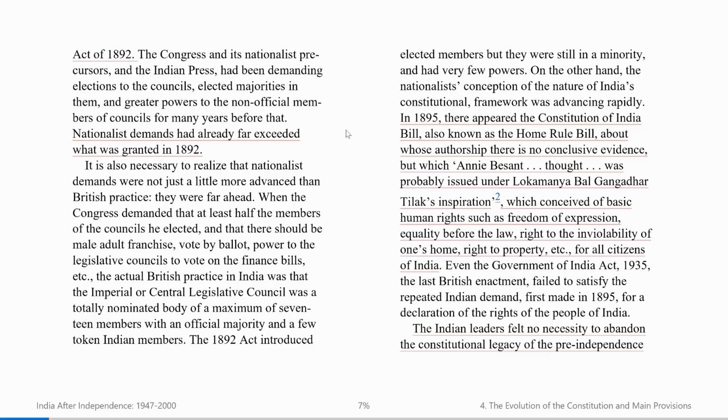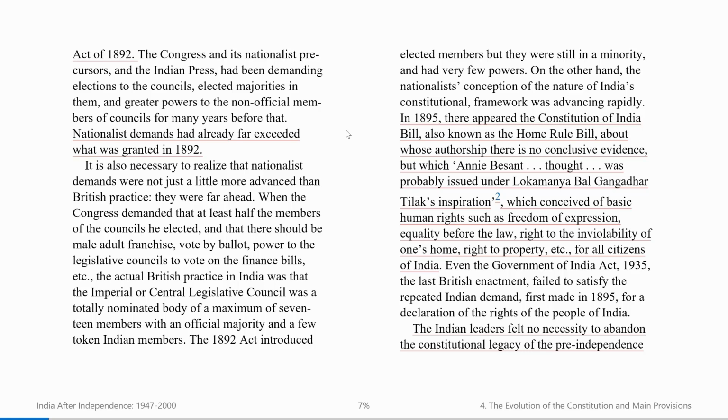And in this bill, we had notions of basic human rights such as freedom of speech and expression, equality before law, and the right to inviolability of one's home. And this was very important because the British used to just barge in, right? And basically take away any property. So therefore, they actually had the right to property for all citizens of India. There are reasons for all these things.